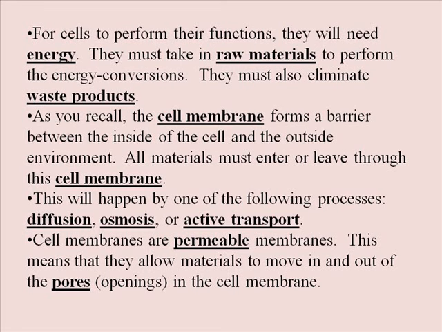So for things to move in or out of the cell, it's going to happen by one of 3 processes. The first is diffusion, the second is osmosis, and the third is active transport. Within this note taker, we're going to talk about how each of these processes function and what can be moved with each of them.